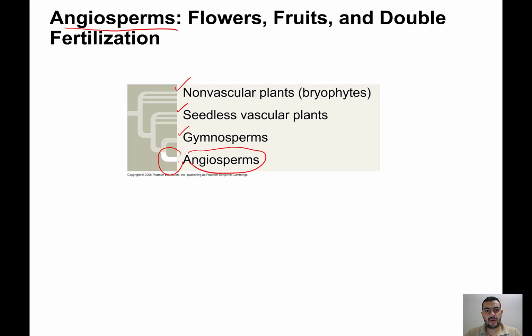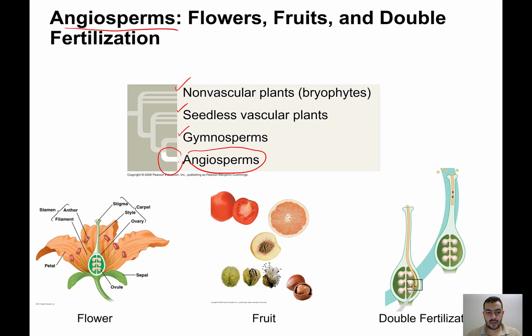So angiosperms are characterized by three F's. So flower, having a flower, having a fruit, and having the fertilization. So three F's characterize the group of angiosperms. And we are going to go through these three characteristics in more detail in the coming slides. So moving on to the first one, flowers.